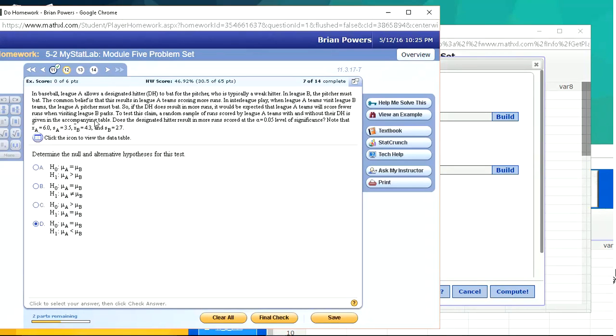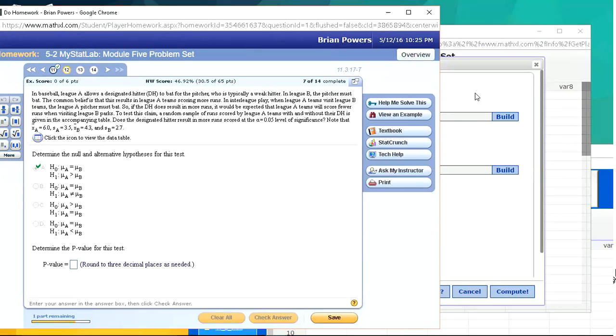To test this claim, okay. Does the designated hitter result in more runs? Oh. Okay, sorry. I misread that. Does the designated hitter result in more runs? So it's going to be the greater than: mu A greater than mu B. That is to say, when League A is only playing League A, the mean is greater than when League A is playing League B. Okay.